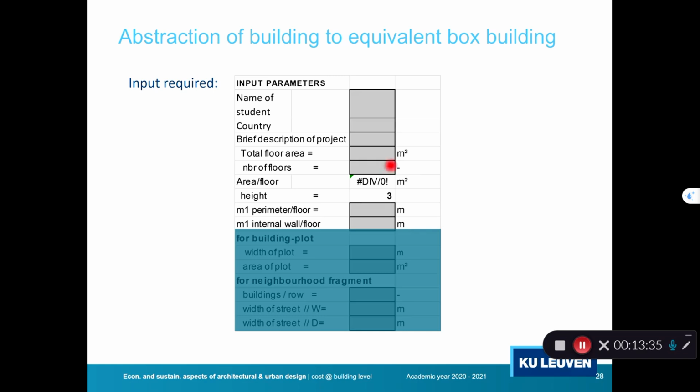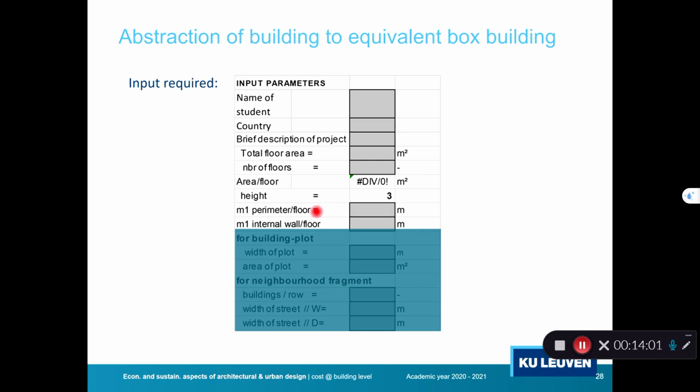Then I calculate for one typical floor the perimeter. So not for all floors this time. I just calculate the perimeter of one typical floor. If you have very different floors, you can also calculate it for all floors and then divide it by the number of floors to have an average perimeter per floor.